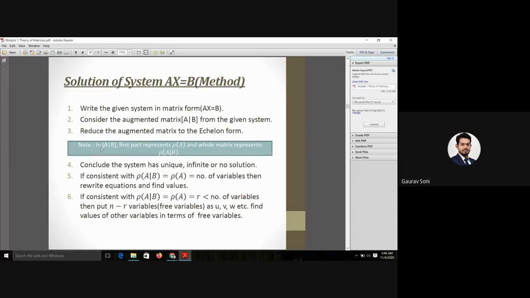The note states whatever I said in the previous slide. The left hand side part of that vertical line, just this much part of this augmented matrix, the A part, will give me the rank of A, and the whole matrix will declare the rank of the augmented matrix. So after you do that, you can conclude the system has a unique, infinite, or no solution. So if consistent, then rewrite the equations and find the values.